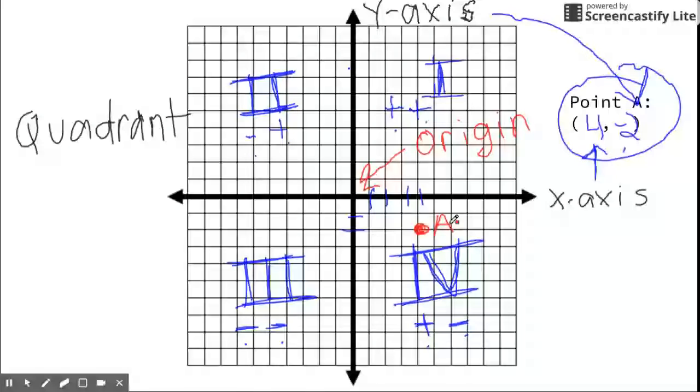Make sure you label all of these on your graph as well. What quadrant is point A in? If we notice that it is down here at the positive, negative, so it is in quadrant 4. Hopefully this helps you.